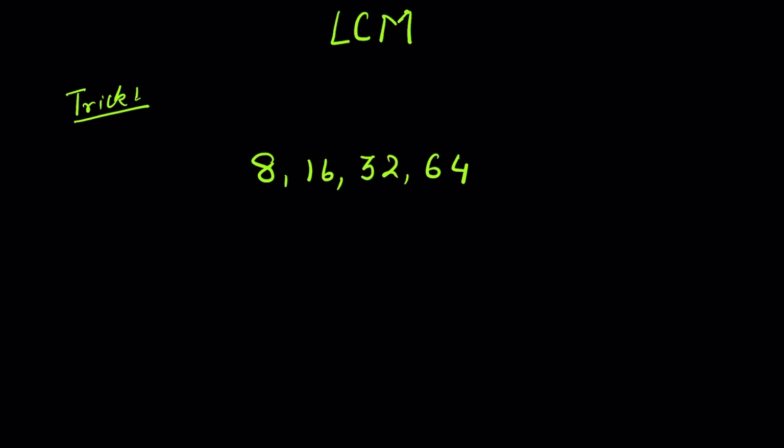In these types of numbers, you can see the largest number here, which is 64, is divisible by all of the smaller numbers. 64 is divisible by 8, 16 and 32. So simply the LCM would be 64. You don't have to do any calculation.